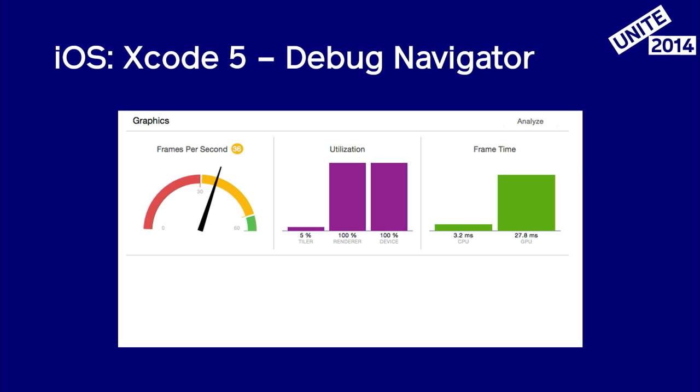So in this case, it was one of the examples we had. It just renders a lot of stuff. Probably no scripts at all. That's why we are GPU bound. And it also shows you utilization of the tiler and renderer and of the device itself. So as you see, it's using 100% of GPU usage. You probably can't squeeze out anything more.